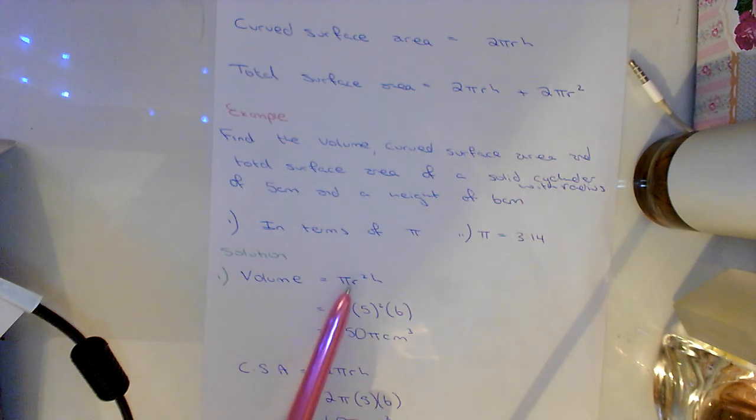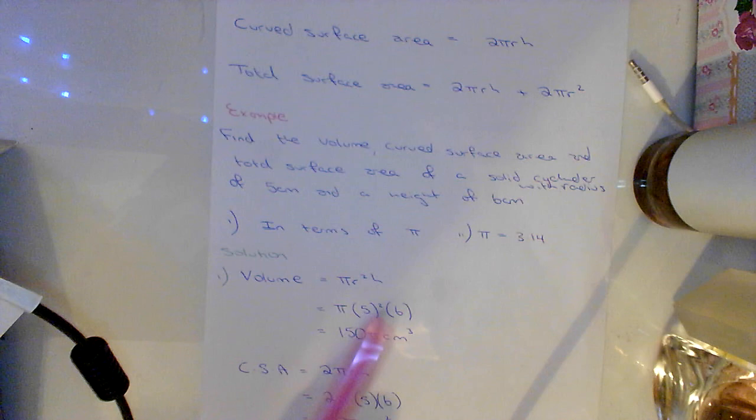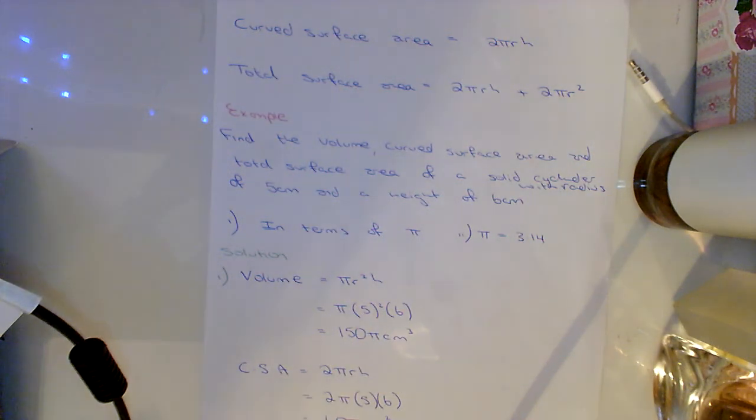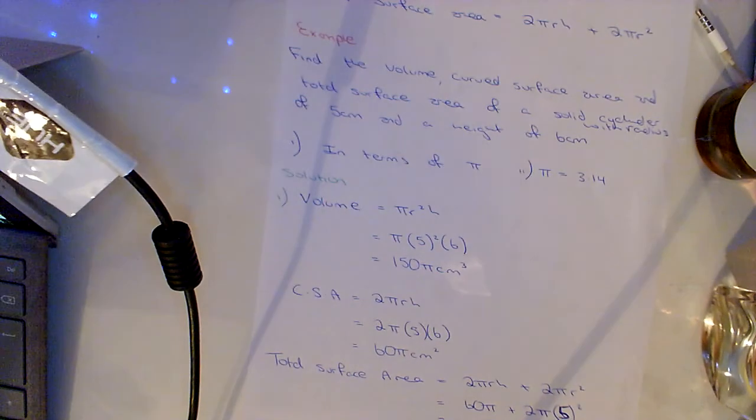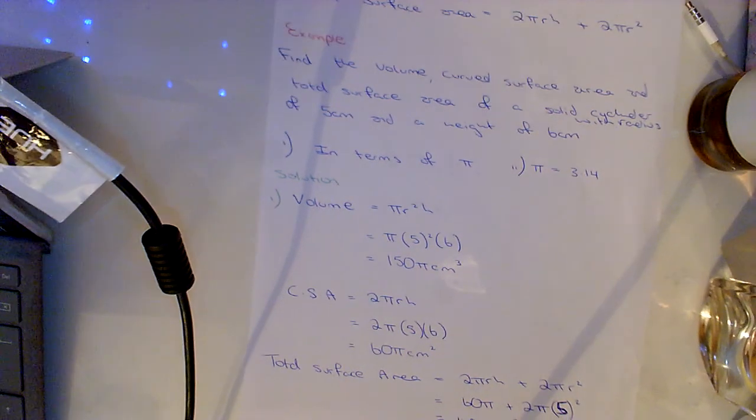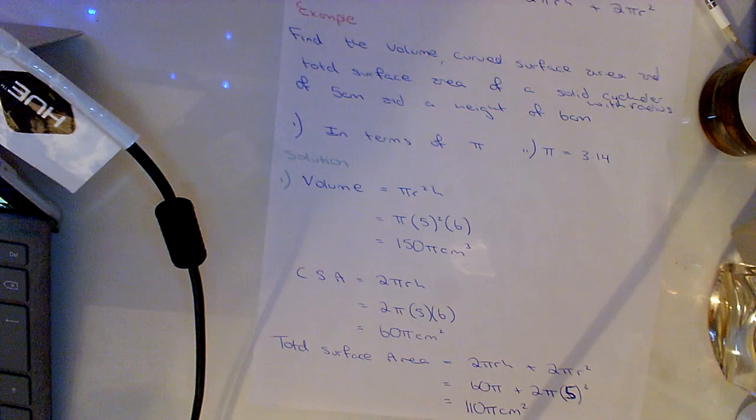And then my total surface area is 2 pi r h plus 2 pi r squared. If they don't tell you that a side is open or that 2 of the sides are open, you just take it that it's closed and it's 2 pi r squared. So I have 60 pi, because we already found out what 2 pi r h was, plus 2 pi bracket 5 squared, and I get 110 pi centimeters squared.